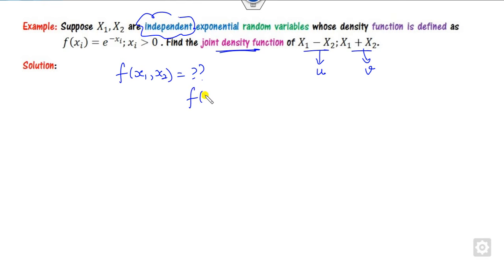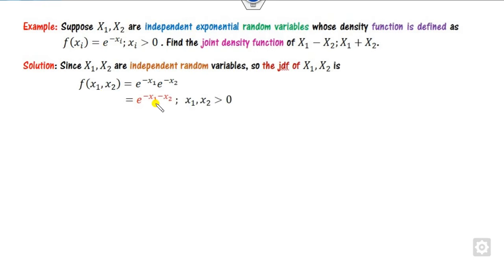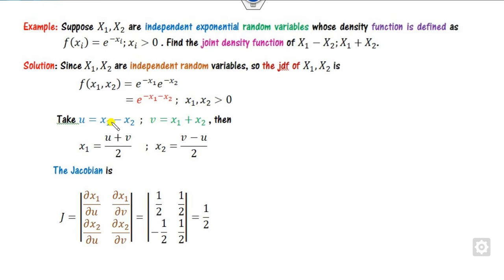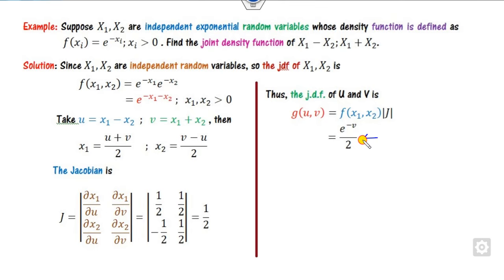Look at the last example. In this case you have to find the joint density function. We can consider this as u and this as v. But the first thing is we have to find the joint density function. Since they are independent, what is the joint density function? This is nothing but f of x1 times f of x2. The f of x1 are given to you, so you can find it here. Consider u and v as this, find x1 and x2, find the Jacobian and substitute the values, and you can get this value.